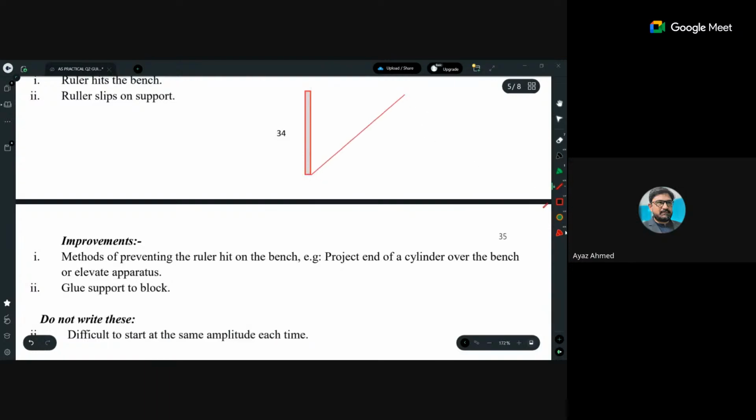These types of experiments are there. Sure. If it is a pivot, then this ruler should not slip over, so you have to attach it in such a way that it should not slip over, but it should not stick together as well. ठीक है ना? Okay.